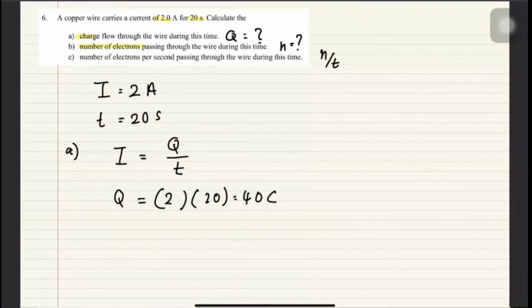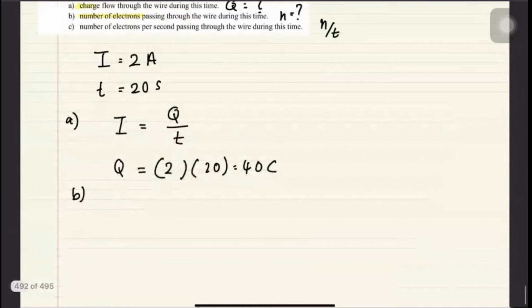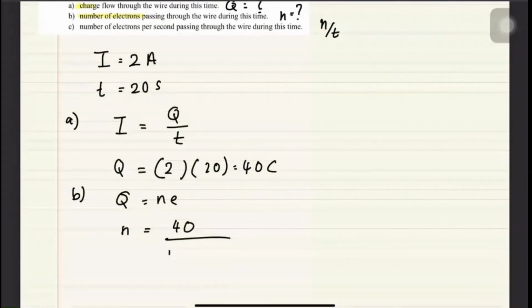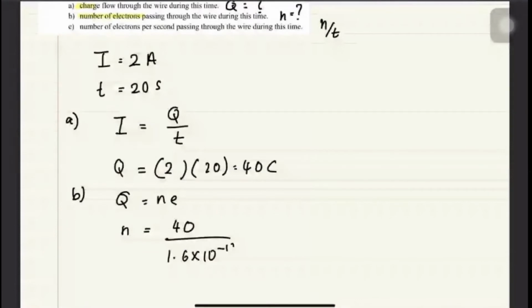Okay, soalan B pula, dia kata numbers of electron. So apa relation number of electron with the charge? Q equals to NE. Yes, very good. So your numbers of electron is N, which is charge divided by the constant 1.6 times 10 negative 19. Apa ni dapat? 42.5 times 10 negative 20. Okay, don't forget to write down the unit, which is number of electron.